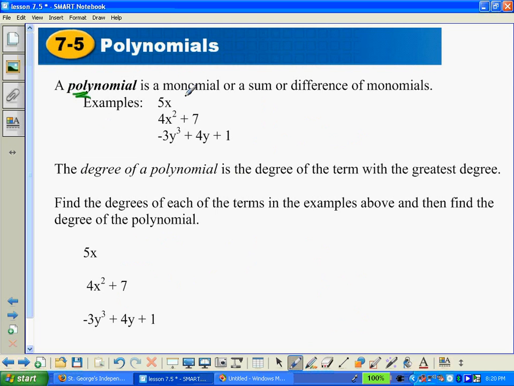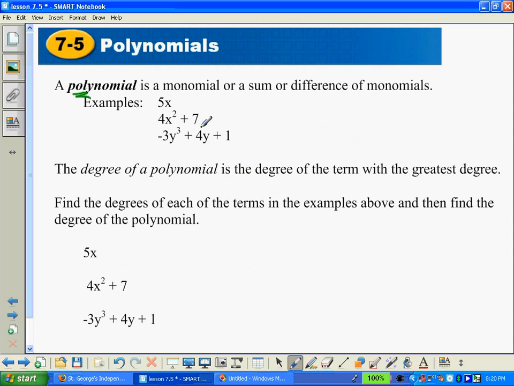And I have some examples. One term polynomial. Remember, terms are separated by addition or subtraction. 4x squared plus 7. This is a 2-term polynomial. 4x squared is a monomial by itself, or one term. And 7 is another monomial. Add them together and you get a polynomial. And then this is also a polynomial.